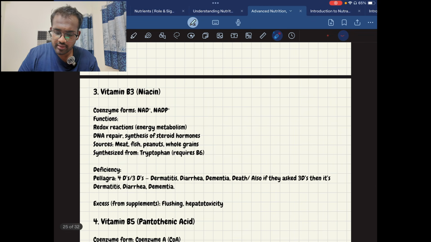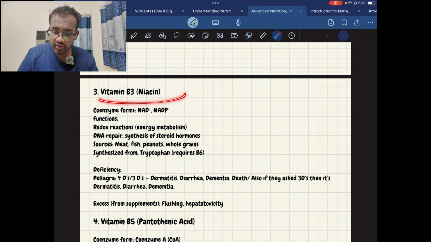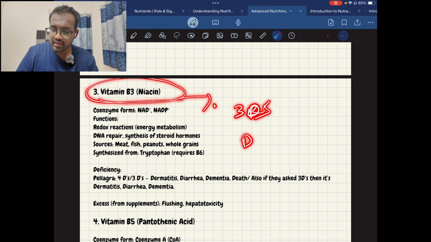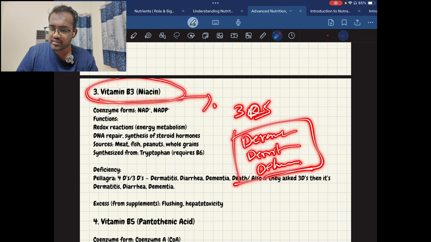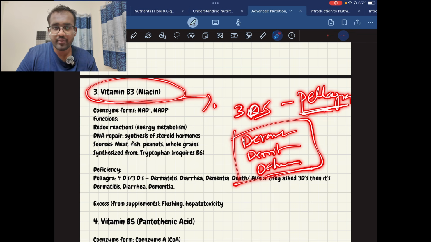Then comes vitamin B3. Regarding B3, I have explained in detail in past videos. It is very important. Many questions will be formed from this B3 vitamin, because B3 deficiency causes 3 Ds: dermatitis, dementia, diarrhea. Always remember, if it is 3 Ds, it is related to pellagra. Pellagra is very important. Pellagra is related to the 3 Ds: dermatitis, dementia, diarrhea.